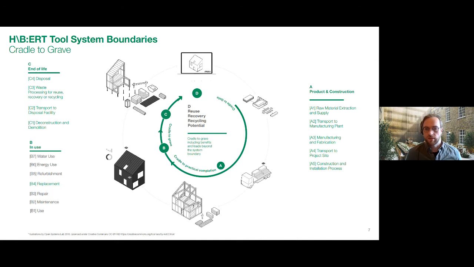And then this is again a different way of laying out the different life cycle stages of a project. If you look at the green and the black, this is just showing what the total scope of Herbert version 1 is at the moment, which is A1 to 5, B4, and C1 to 4.